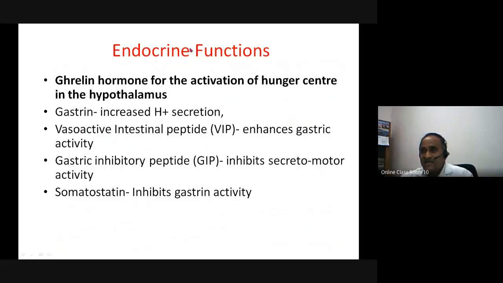And besides ghrelin, we have gastrin, which is necessary for acid secretion. And we have the vasoactive intestinal peptide that enhances the gastric activity in terms of the secretory and motor. Then gastric inhibitory peptide inhibits the secretomotor activity. Somatostatin inhibits the gastrin activity, and also relaxes the pyloric sphincter.